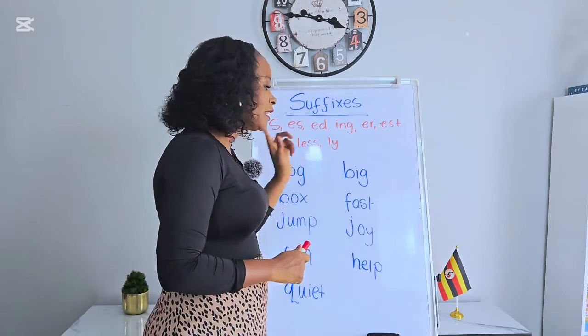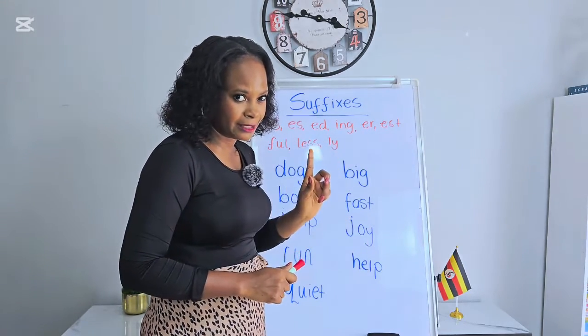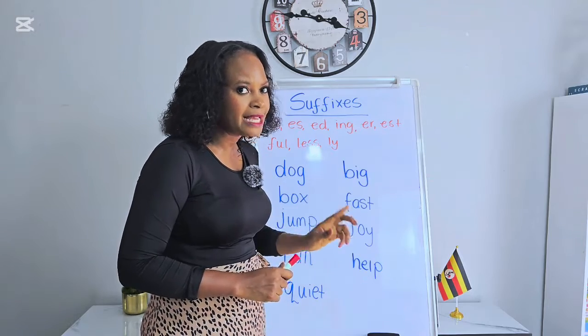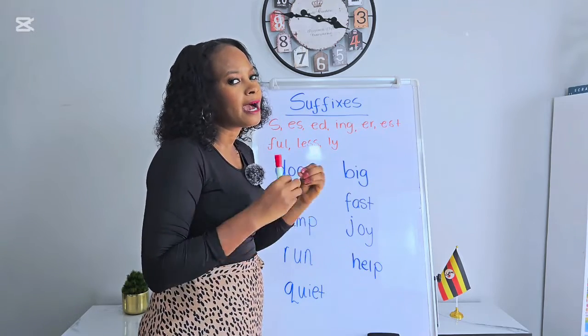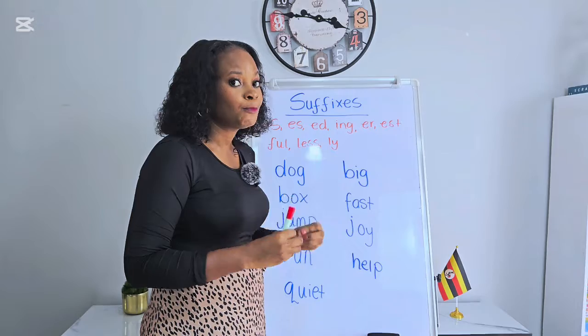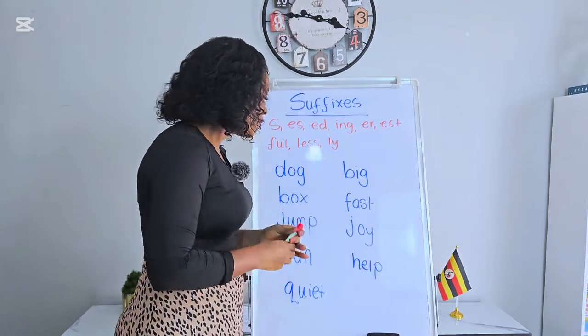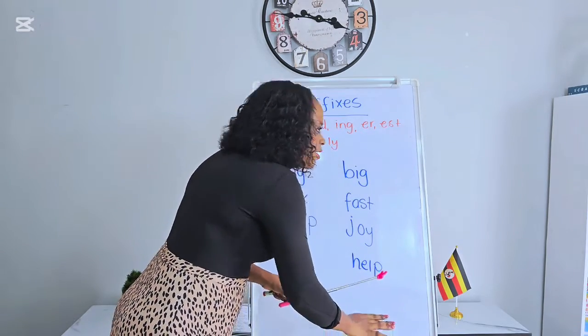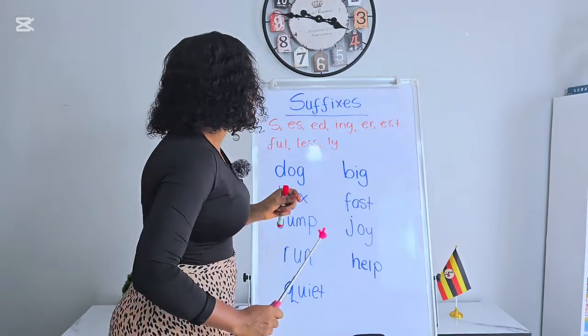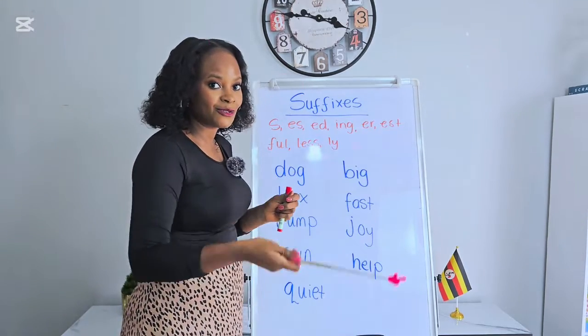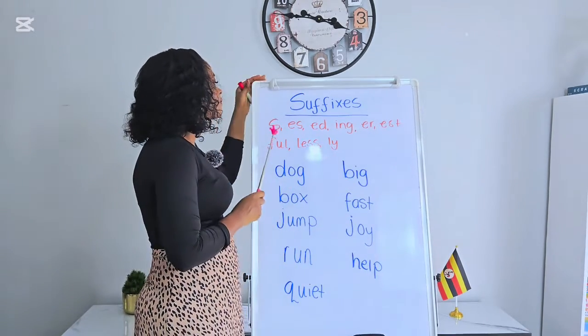I would like you to pay so much attention to suffixes because moving forward, they are going to affect how we spell certain words. We need to know them. All right, let's go over the common suffixes. I am going to say it and you're going to repeat after me.